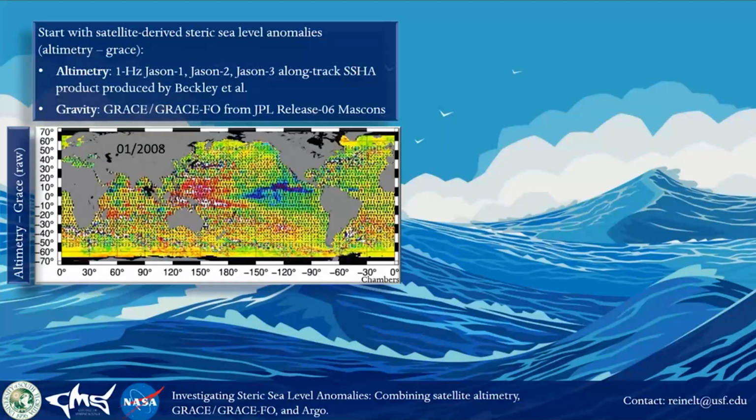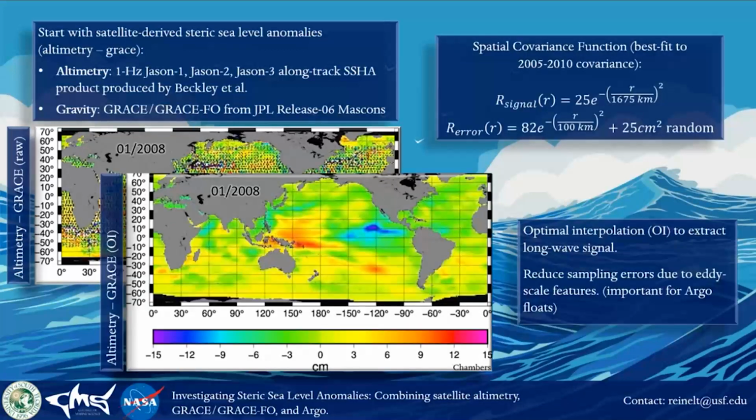So here you can see a snapshot of the raw satellite data for a single month. We then use optimal interpolation to extract the long-wave signal and reduce sampling errors due to slope features using these equations right up here. This is particularly important when we update this map using Argo because data collected by Argo floats stuck within eddies can skew our results.